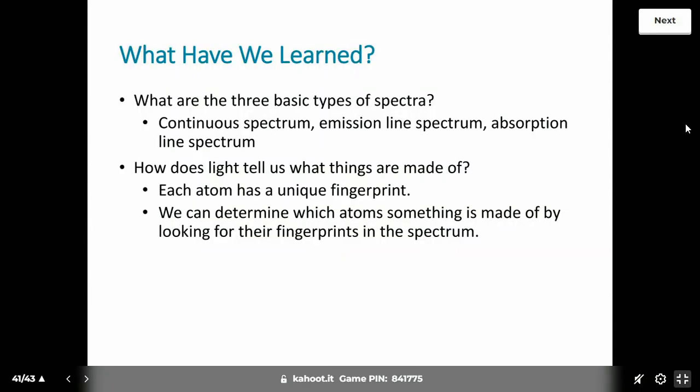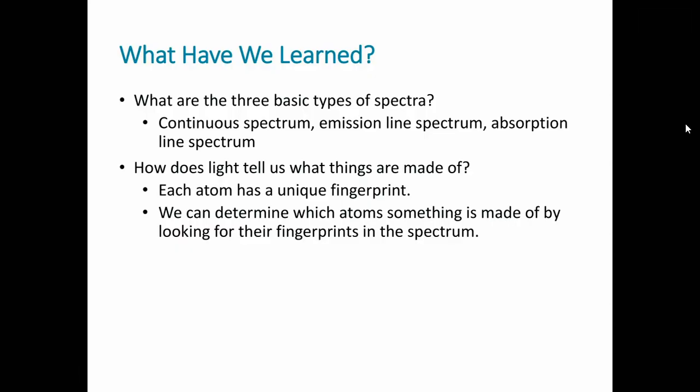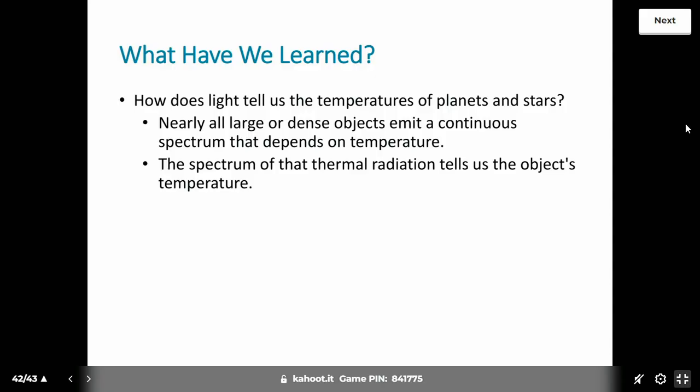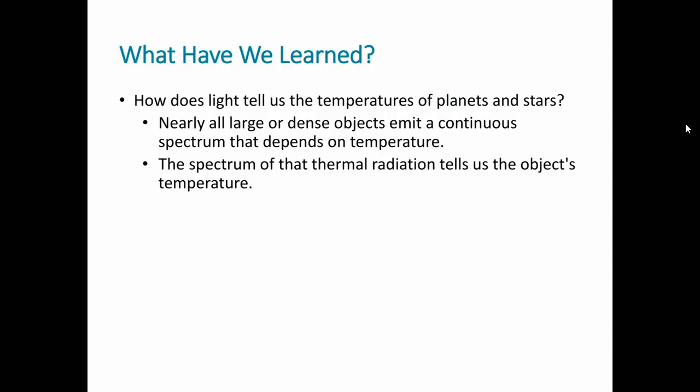Okay, so what did we learn today? There are these 3 different types of spectrum, and by studying those spectrum, we can tell what atoms, or what elements, an object is made out of. And for any dense object like a planet or a star, it's going to emit some amount of photons, and the shape of its spectrum depends only on its temperature. And so if we can collect the spectrum of one of those objects, we can tell what its temperature is.